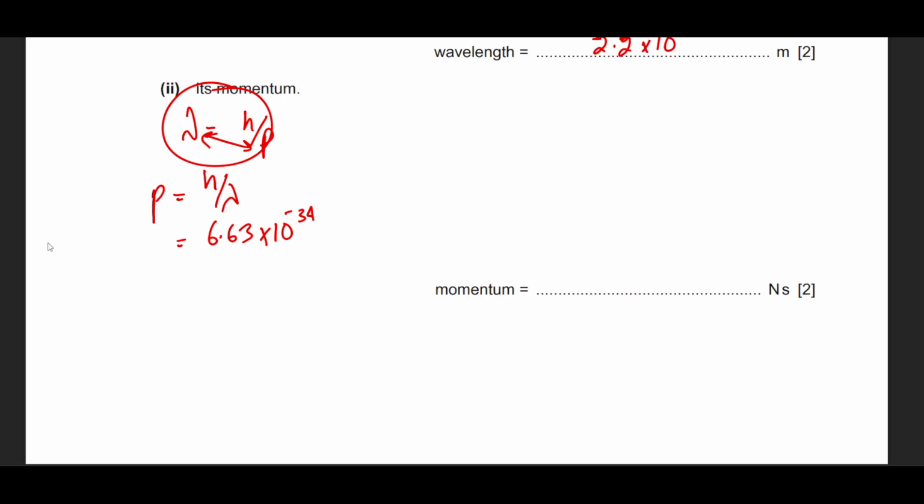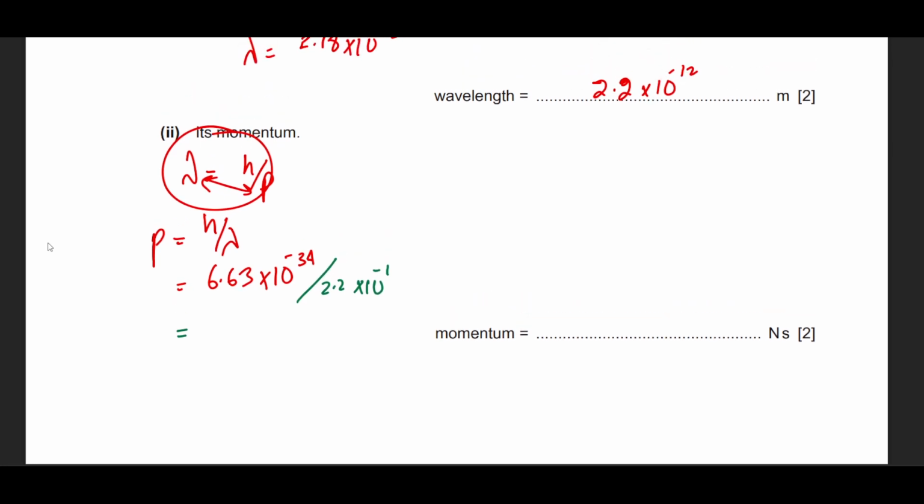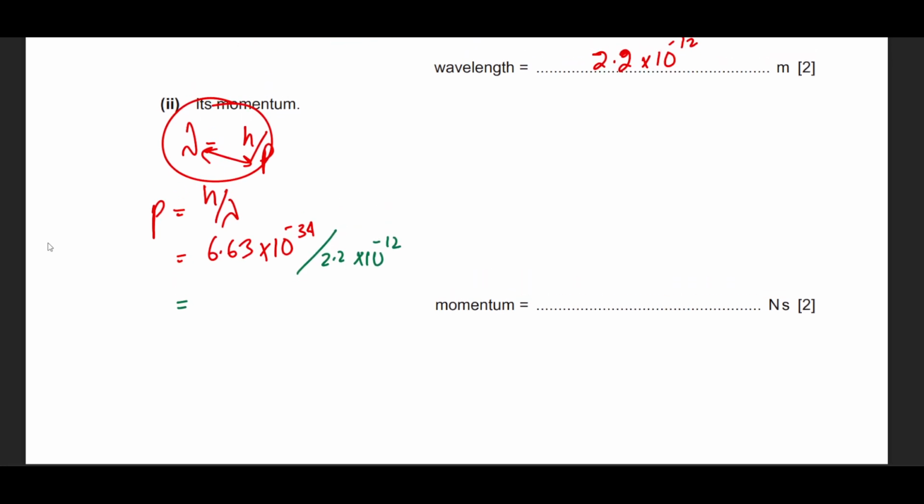Okay? So this is simply going to be divided by 2.2 into 10 raised to power minus 12. So momentum will come out as 3.0 into 10 raised to power minus 22 Newton seconds. So this is 3.0 into 10 raised to power minus 22.